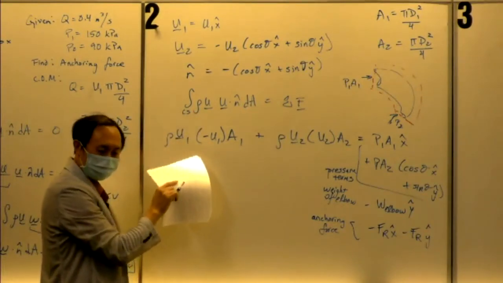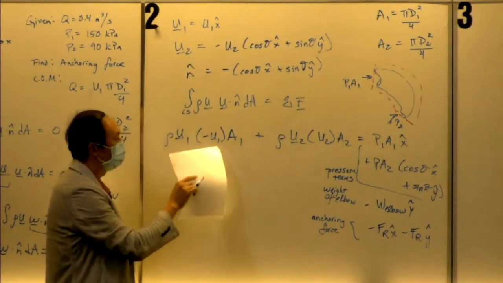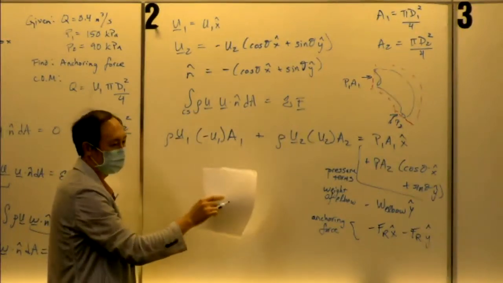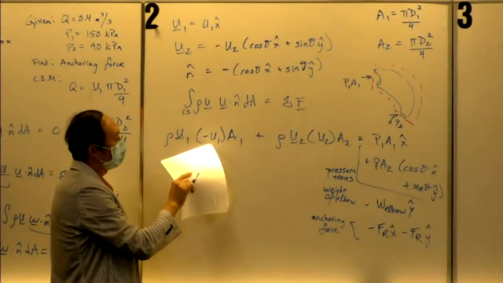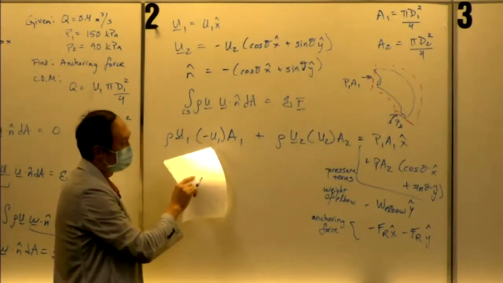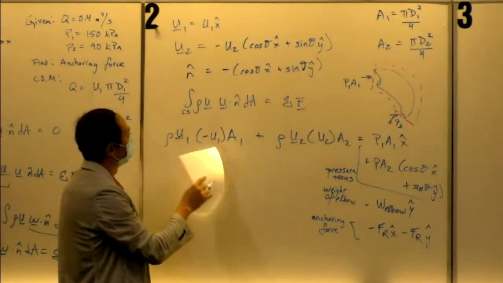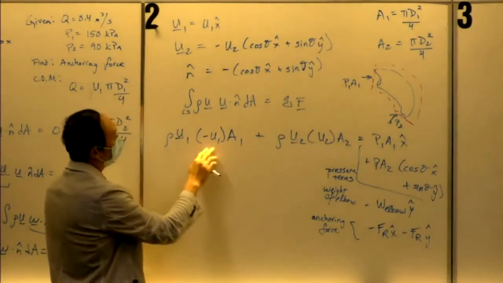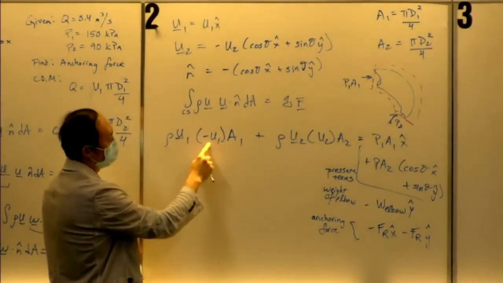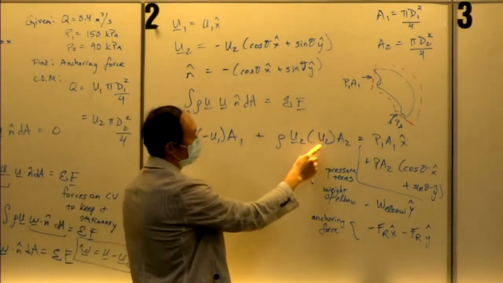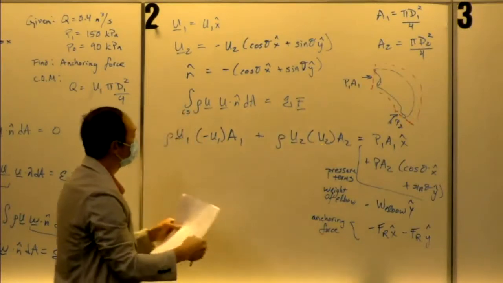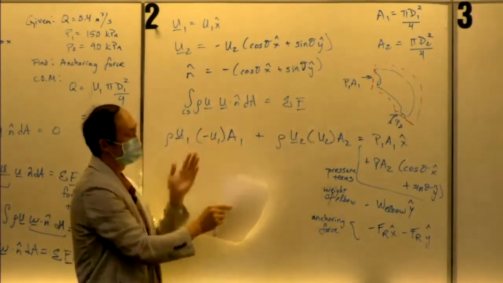There's always going to be an outlet and an inlet, but if you start thinking one's positive and one's negative, you're going to double count. The negative signs arise naturally from the fact that it's an inlet and an outlet. Here, because n hat is opposite u hat, you get a negative. Here, n hat is with u hat because it's an outlet, so you get a positive. That's what brings about these negative and positive signs.